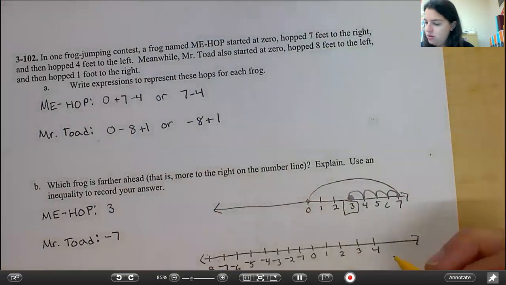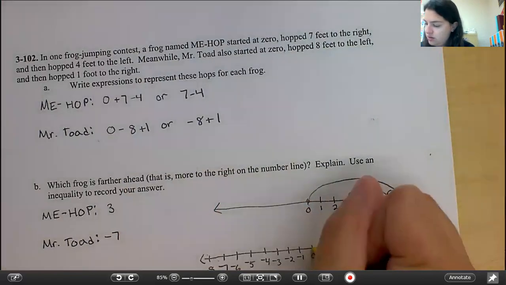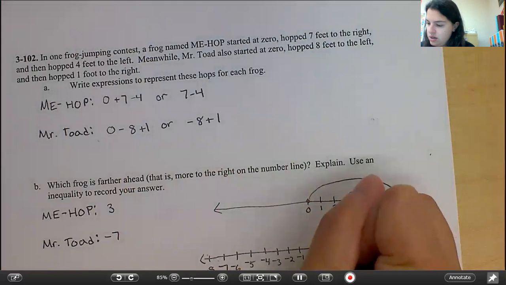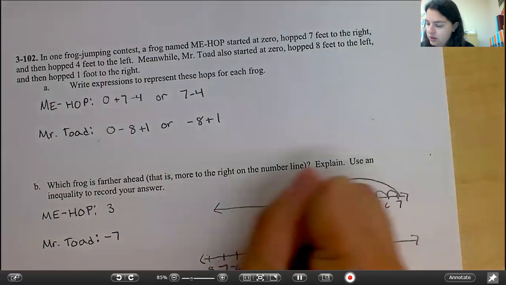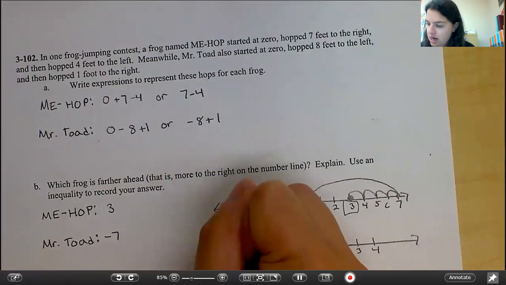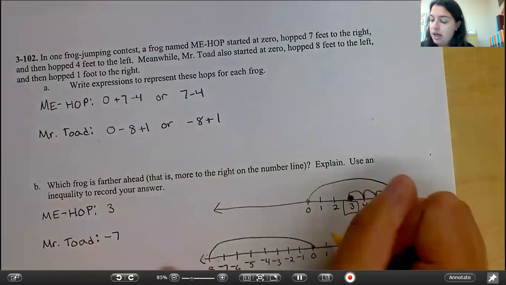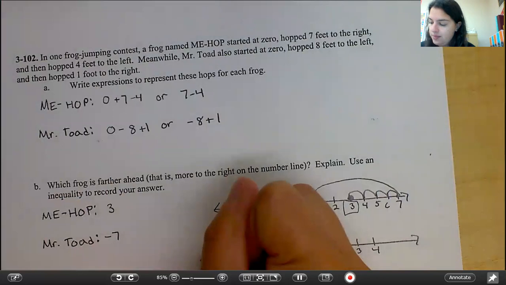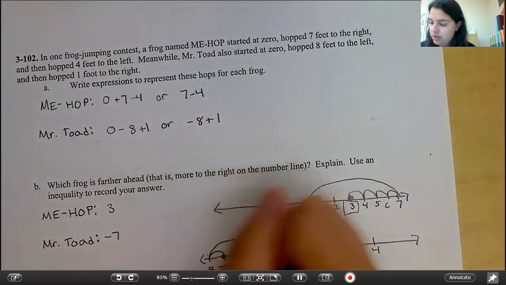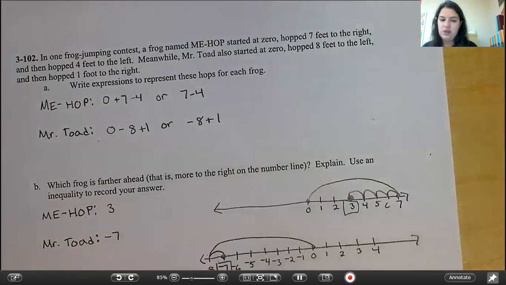For Mr. Toad, we started at 0, 8 hops to the left and 1 hop to the right would put us back at -7.